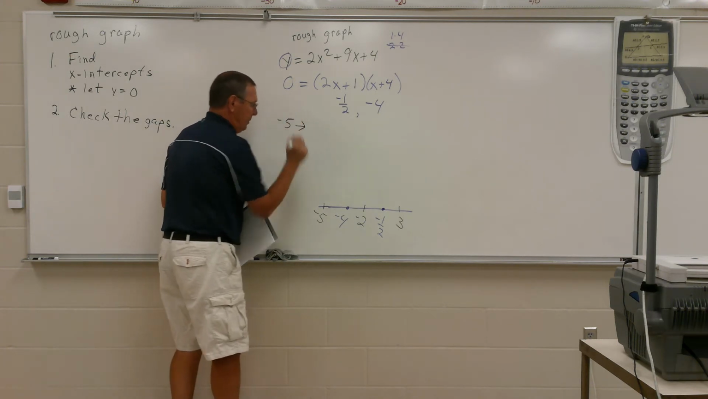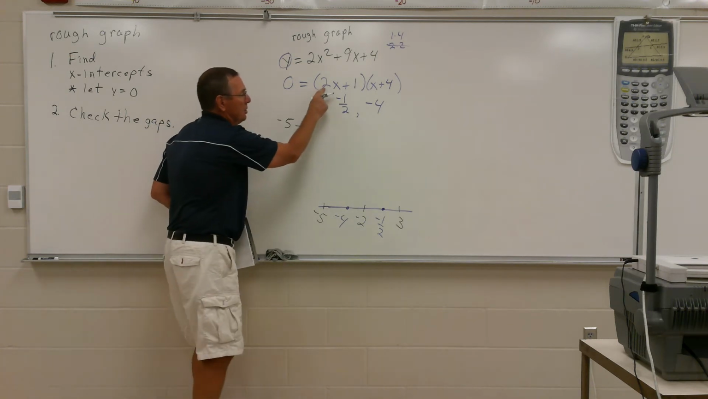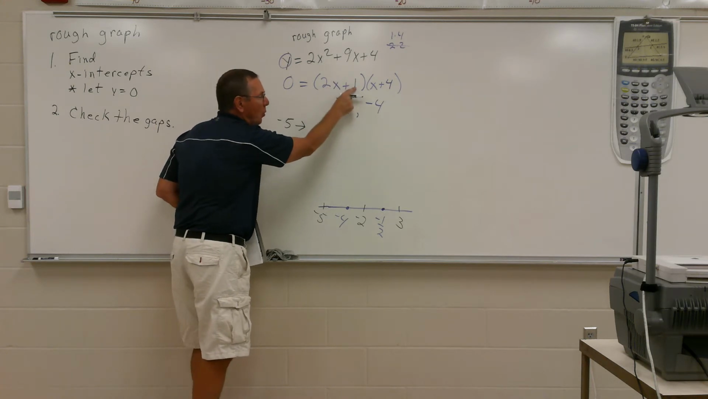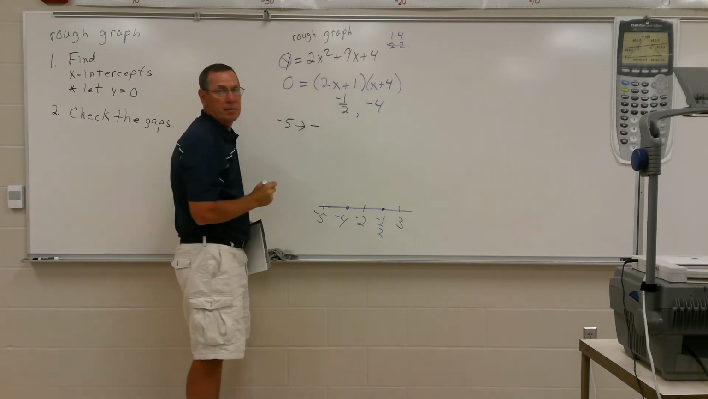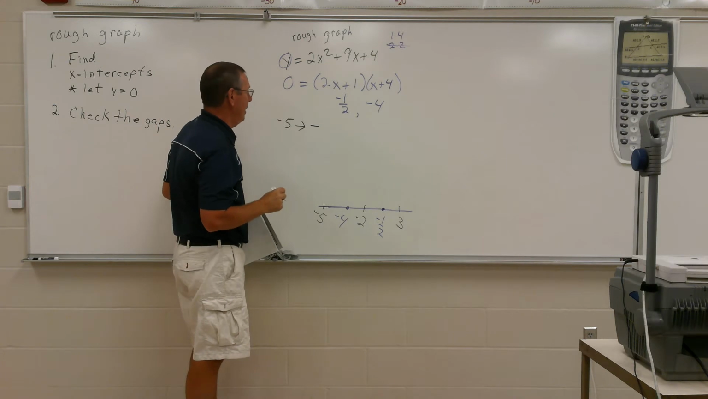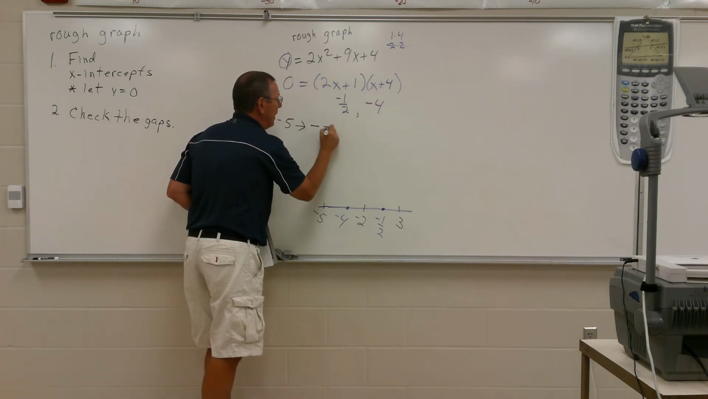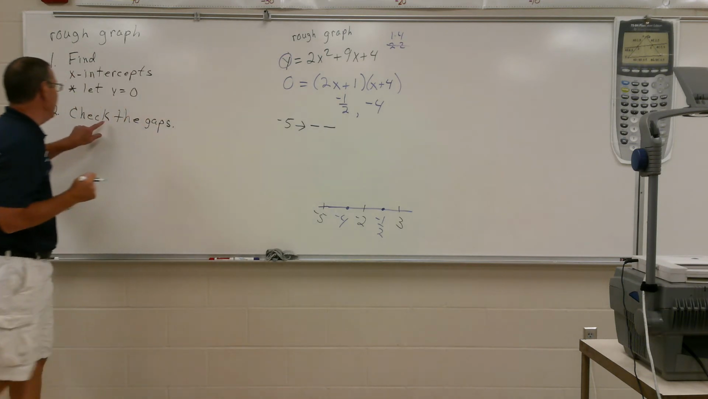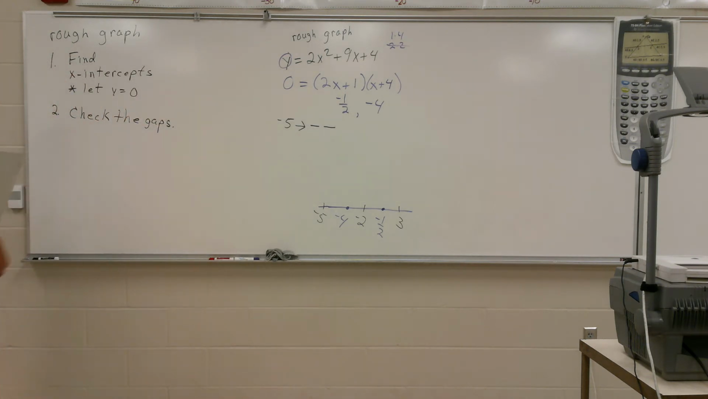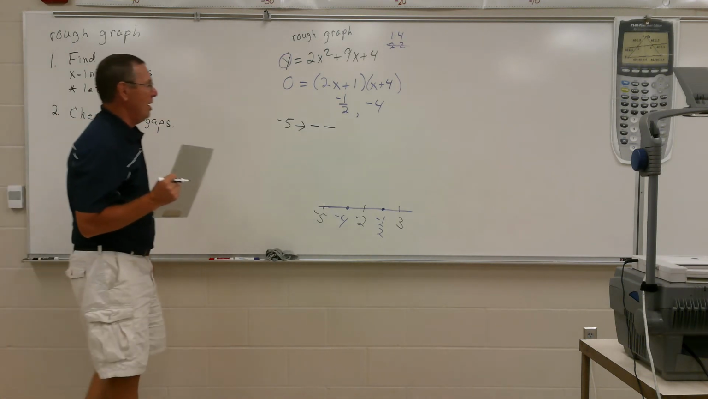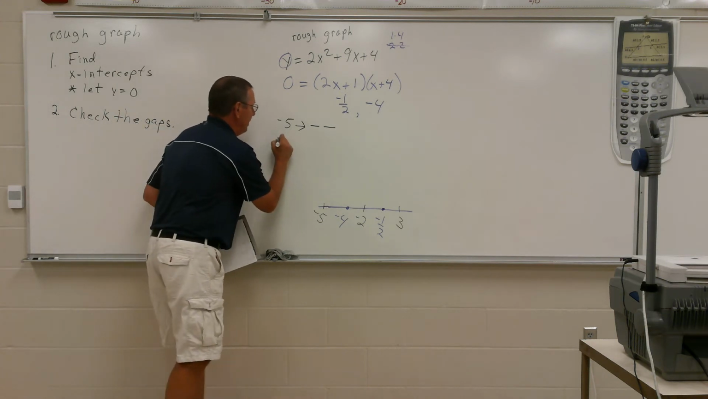-5. 2 times -5 plus 1 should give me a -9. Don't care about the 9, but I care about the negative. I'm putting -5 in. -5 plus 4 is -1. And all I'm doing here is checking the gaps, the second step on our rough graphs of these parabolas. Let's check the -2.